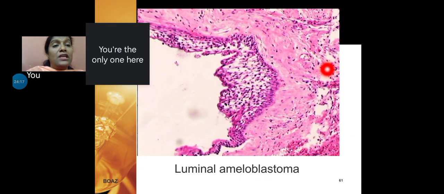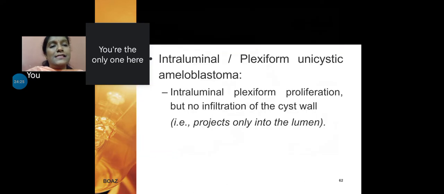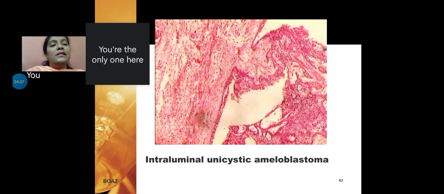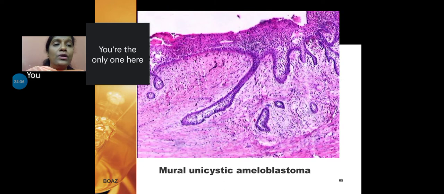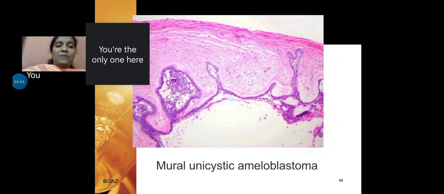So H&E images, luminal ameloblastoma: see the lining, the ameloblastomatous epithelium is found only in the lining of the cyst. Intraluminal: see, apart from the lining, there is projection of this ameloblastomatous epithelium into the cystic area. Mural: apart from the lining epithelium, it also projects and extends into the underlying connective tissue. Okay, type 3A, type 3B. Look at this.